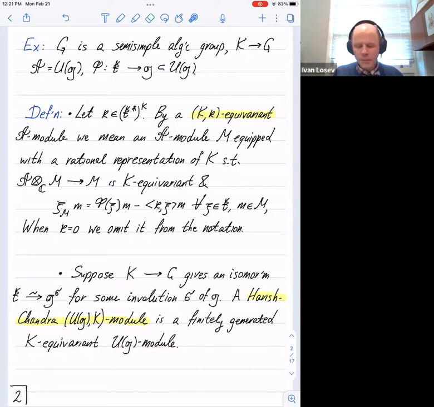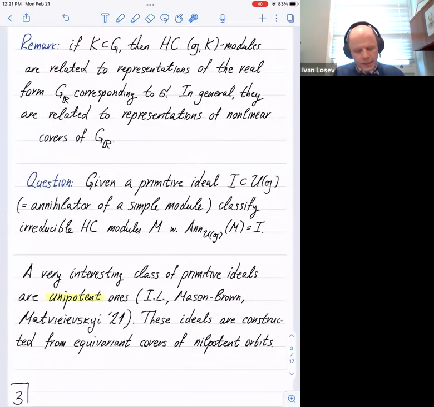Okay. So why do we care about these guys? In the situation when K is a subgroup of G, then these modules are related to representations of the real form of G. In particular, if you start with a unitary representation, there is a procedure to get a Harish-Chandra (U(g), K)-module out. Now, if K is not a subgroup, if there is a kernel, then the corresponding module is going to be related to representations of some non-linear cover of our group. And it's also an interesting situation that we want to consider.